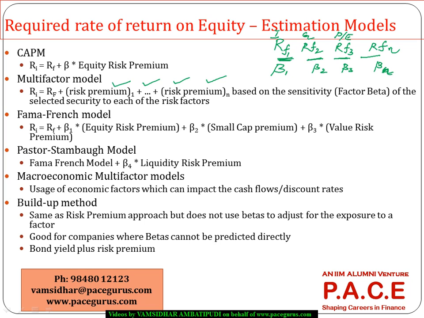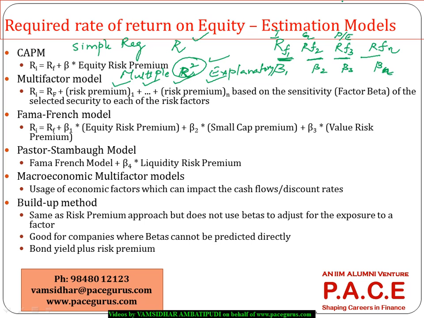Because we are considering more and more factors, it may so happen that the explanatory power is much higher, because this is looked at as a simple regression model, whereas this is looked at as a multiple regression model. There is a very high possibility that the R squared or adjusted R squared will be higher in this model compared to this model, though not mandatory, but there is a good chance. So that's where we say explanatory power is much higher when it comes to the multi-factor model.